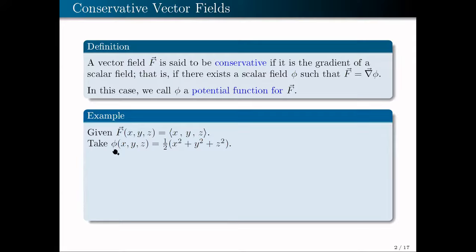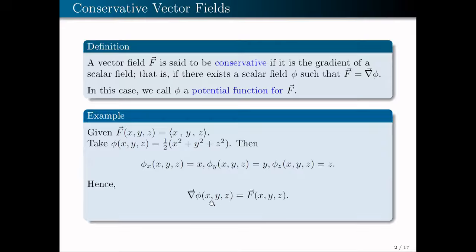Okay, to see that, let's consider the partial derivatives of phi. Note that the partial derivatives of phi are as follows. So phi sub x equals 1/2 times 2 times x, or x. Similarly, we have phi sub y equals y and phi sub z equals z. These are the partial derivatives of phi with respect to x, y, and z respectively. Note that the results are precisely the components of the given vector field F.